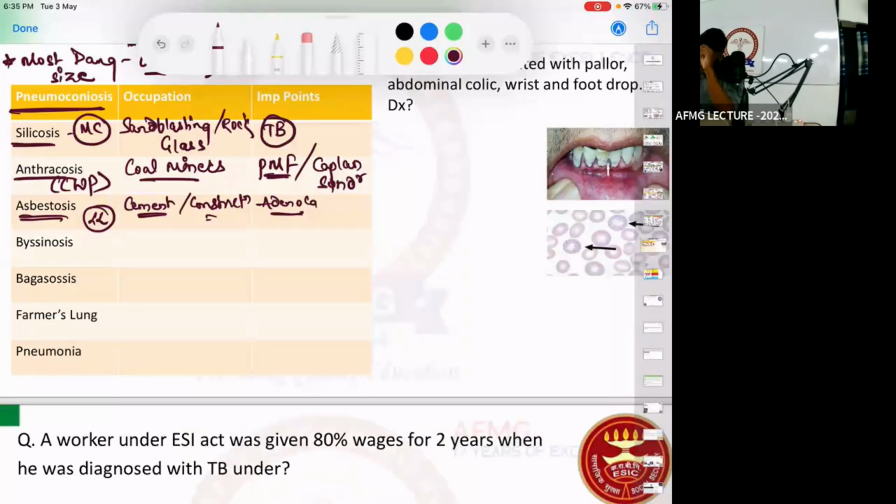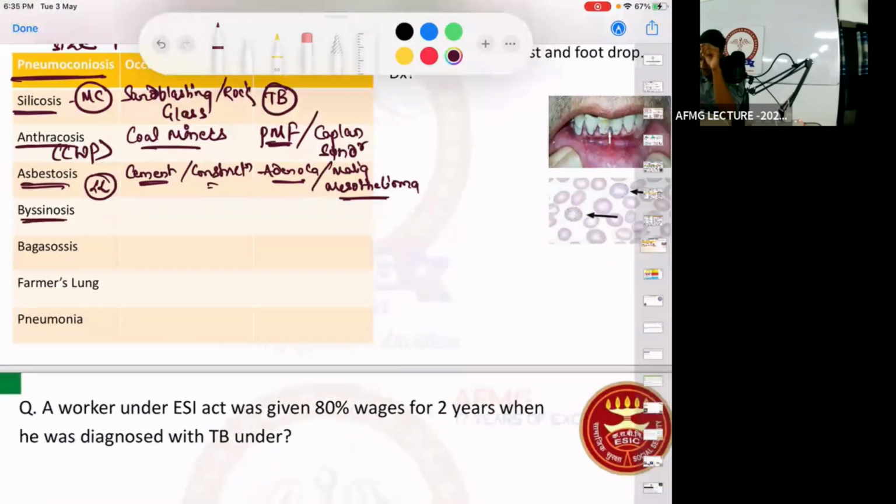Most common is adenocarcinoma, but the most malignant or most specific is mesothelioma. No issues with this. So the most common cancer with asbestosis is adenocarcinoma. The most specific or most characteristic cancer with asbestosis is malignant mesothelioma. It is a pleura-based tumor. No issues. Moving further.